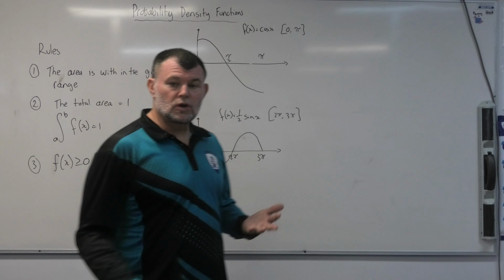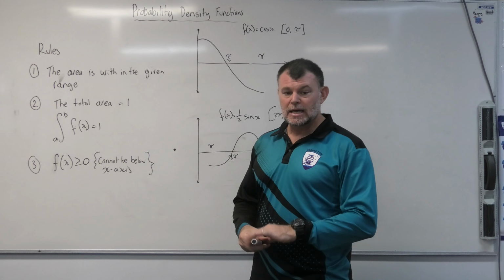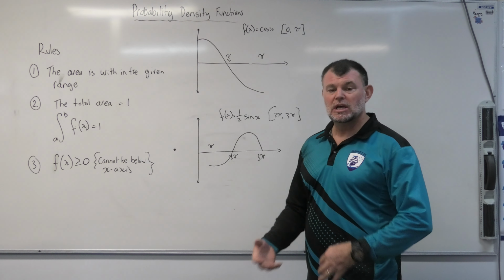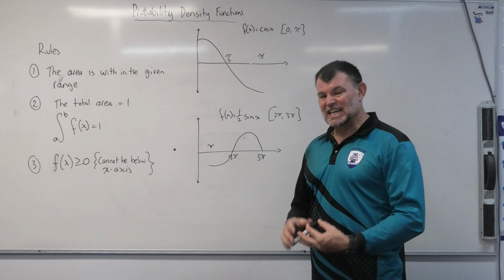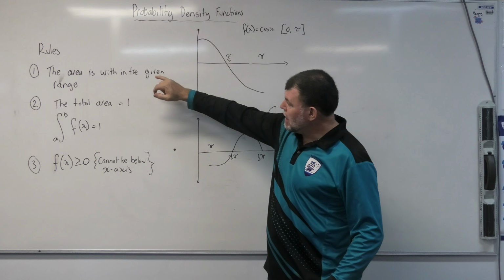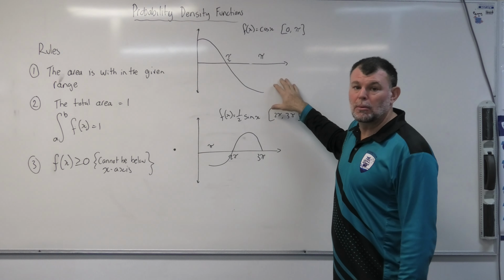Alright, so today we're looking at continuous random variables, a new topic in statistics, and we're starting off with something we call probability density functions. Now, probability density functions help us work out if a function, applied with the three rules we have on the left-hand side, is what we consider a probability density function.